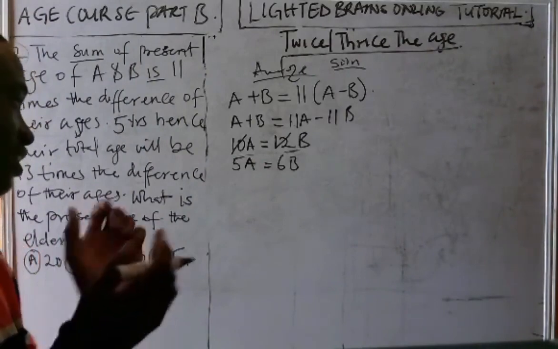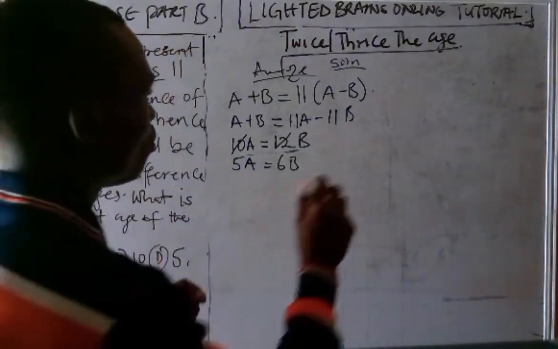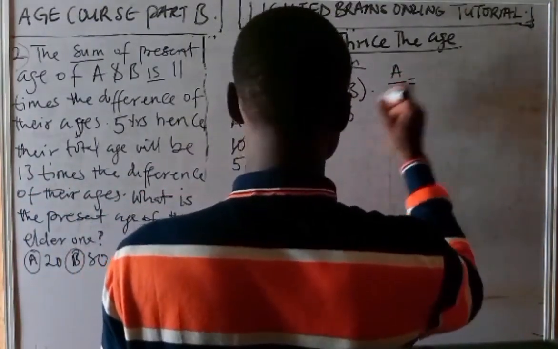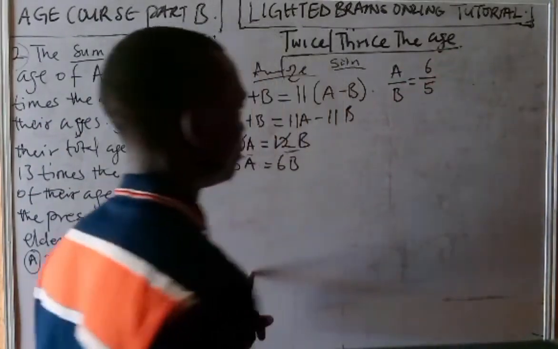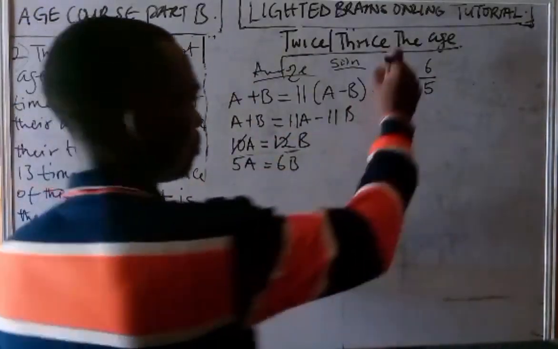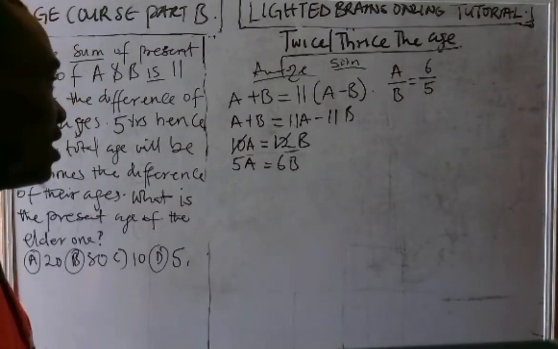Is it hard? It's not hard. So that is that. So we can continue like this, that a over b is equal to 6 over 5. Do you understand? We have 6 over 5. I believe you know this when you cross multiply. So that is that.